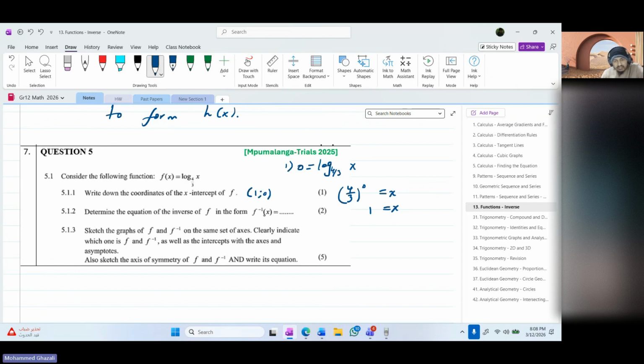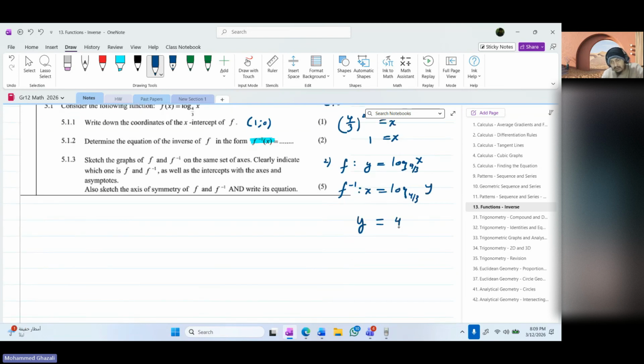Determine the equation of the inverse. So we want to find the inverse. See what form they want it in. F inverse x form. So part 2. F is a function y equals log x base 4 over 3. F inverse is x equals log y base 4 over 3. So what's y equal to? 4 over 3 to the power x. And what's f inverse x? You need to write it in inverse form. 4 over 3 to the power x. Okay? So what's the answer? 4 over 3 to the power x.